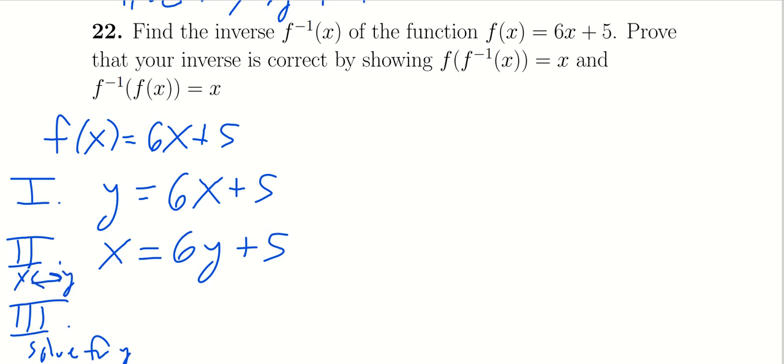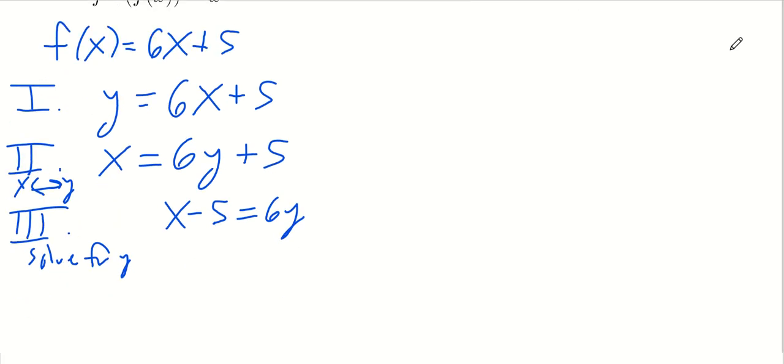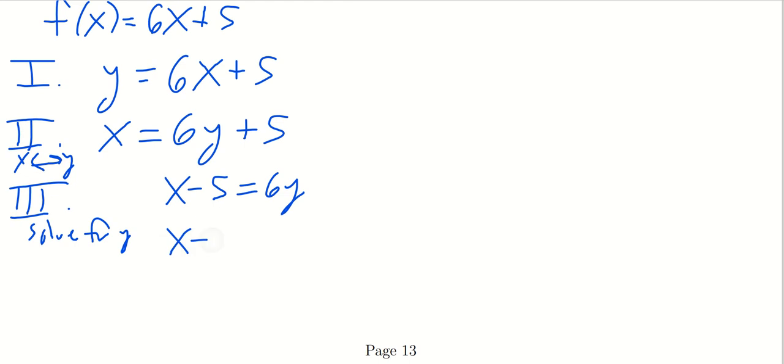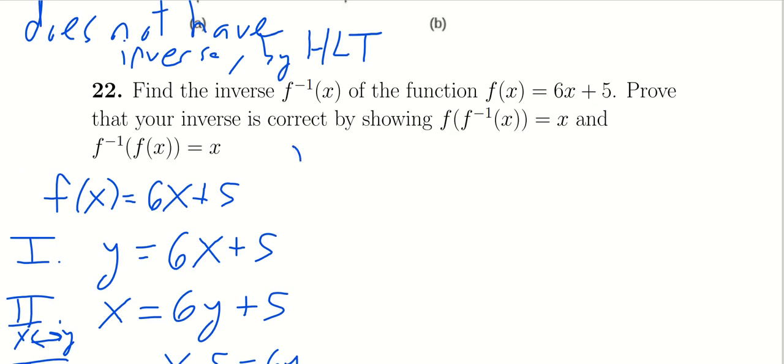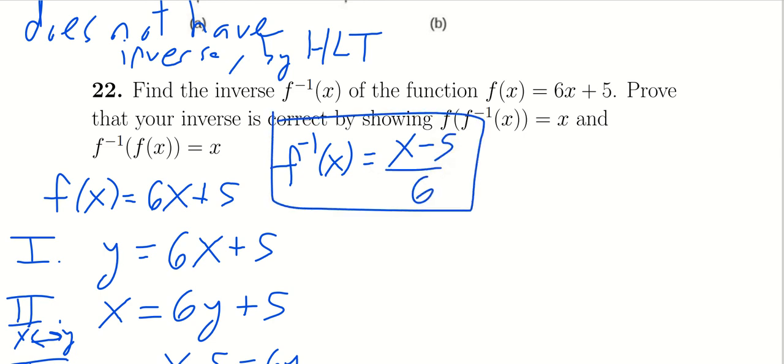To get the y by itself, we would subtract 5 from both sides. We would get x minus 5 equals 6y. Divide both sides by 6. And we would get y equals x minus 5 divided by 6. This expression for y is the inverse function. So f inverse of x is equal to x minus 5 divided by 6. So that's how we find the inverse.